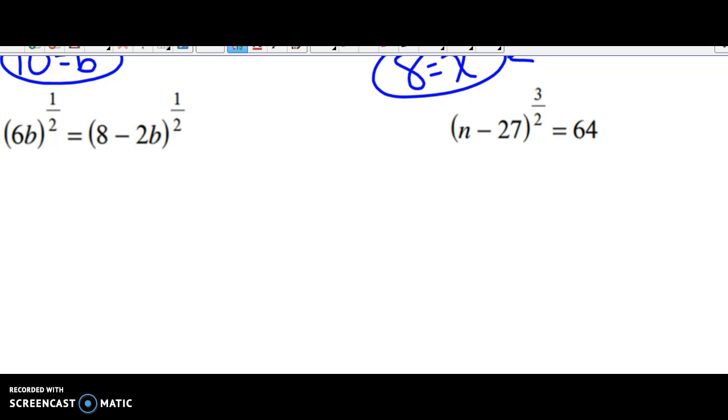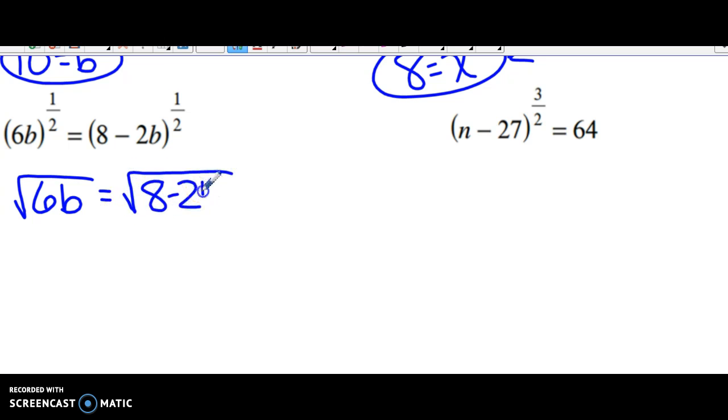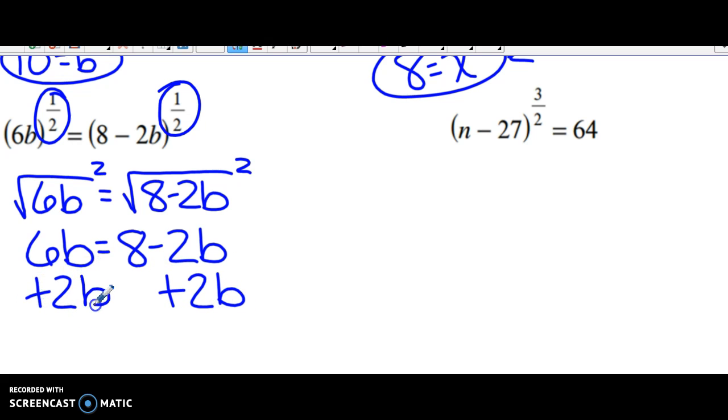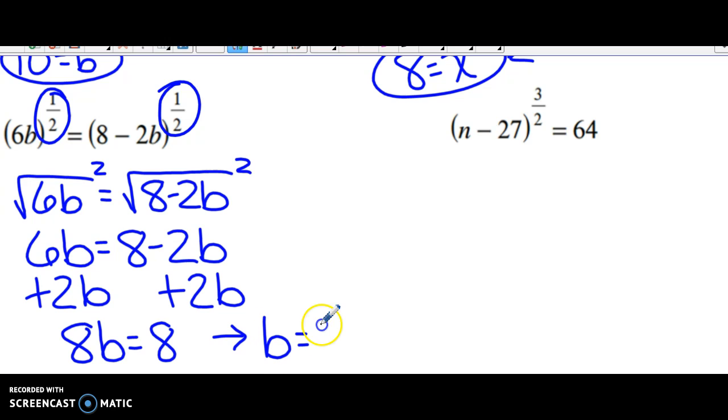All right, so this basically means the square root of 6b is equal to the square root of 8 minus 2b. Remember, because anything to a 1/2 exponent is going to be a square root. Now you have your square roots isolated, so let's square both sides. And we're left with 6b equals 8 minus 2b. Let's go combine our like terms, so we'll add 2b. This is going to turn out very nice and even. We have 8b is equal to 8, so that pretty much means b is equal to 1.